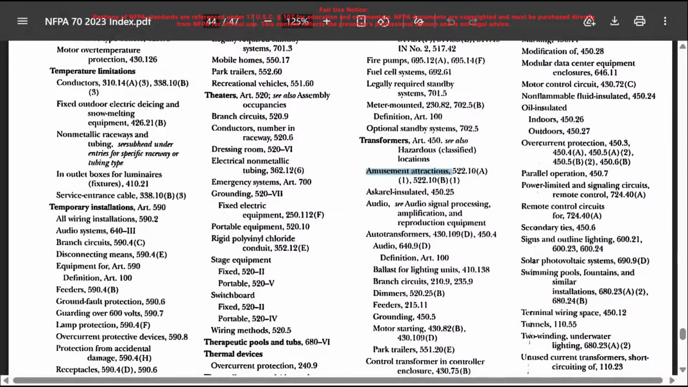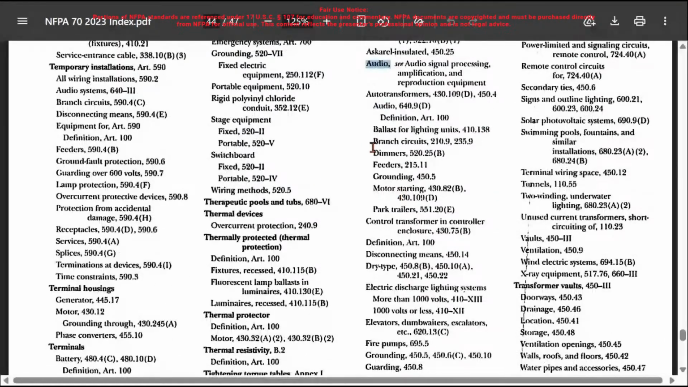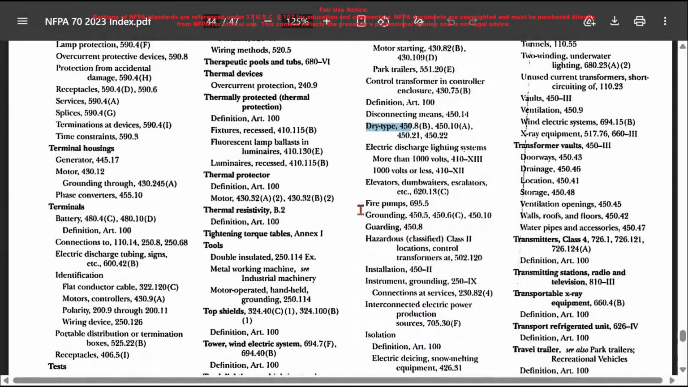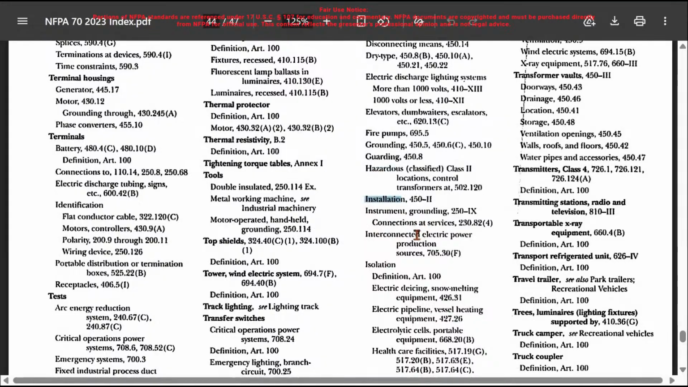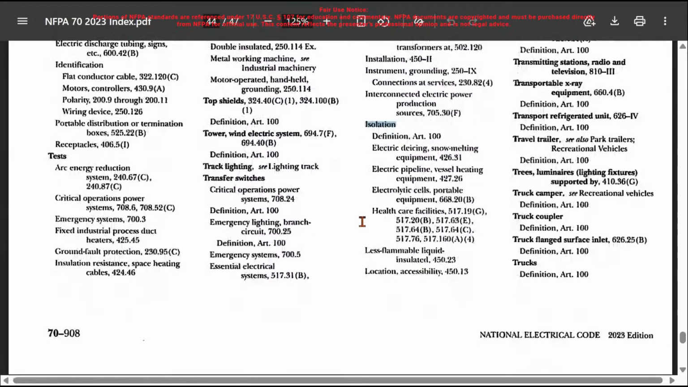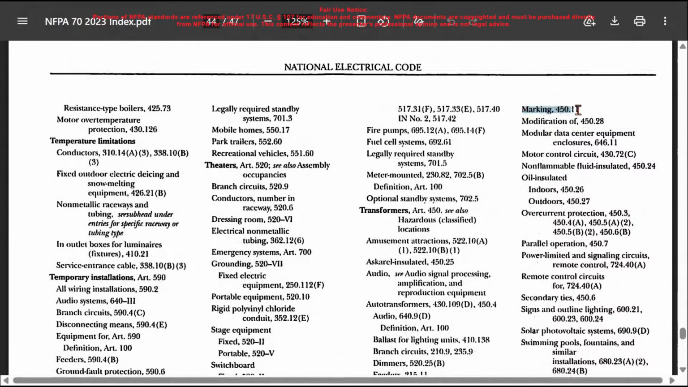All right, so let's see here. We got audio, auto transformer, ballast, dimmers, grounding, motors, definitions, disconnects, dry type, discharge, fire pump, grounding, hazardous. Let's see here, installation, isolation transformer, and you see how these are indented underneath isolation, so they're specifically with that. Location and accessibility. Let's see, go here, markings. All right, transformer markings, 450.11.